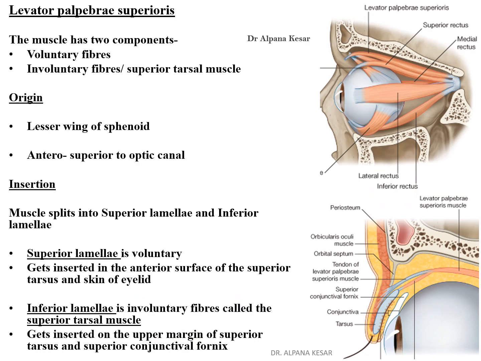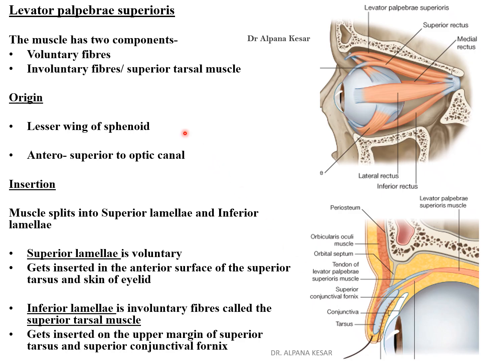Levator palpebrae superioris. The muscle seen here is levator palpebrae superioris. Here it is splitting into two, the superior lamellae and the inferior lamellae. The superior lamellae is voluntary and the inferior lamellae is involuntary.